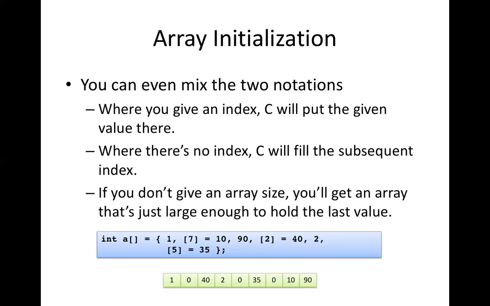So wherever you specify an index, that's where that element is going to go. Wherever you don't, it's just going to fill in the subsequent element of the array. So for this initialization syntax, this is the array you're going to get. The size of the array is determined by the largest index you specified. Since this 90 ended up going into element 8, that's the last index of the array. So in this case, we have a 9-element array with indices from 0 up to and including 8.